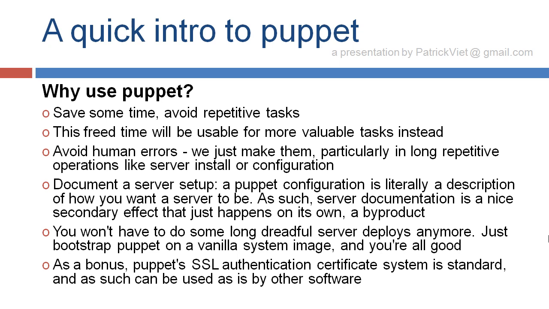We want to use Puppet to document a server setup. A Puppet configuration is literally a description of how you want a server to be. As such, server documentation is a nice secondary effect that just happens on its own. A byproduct. You won't have to do some long, dreadful server deploys anymore. Just bootstrap Puppet on a vanilla system image, and you're all good. As a bonus, Puppet's SSL authentication certificate system is standard, and as such can be used as is by other software.